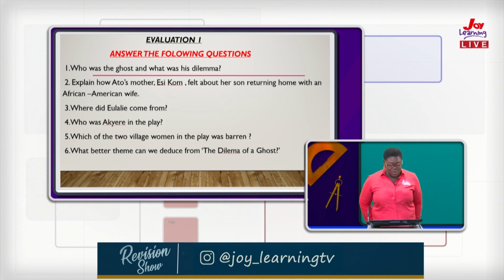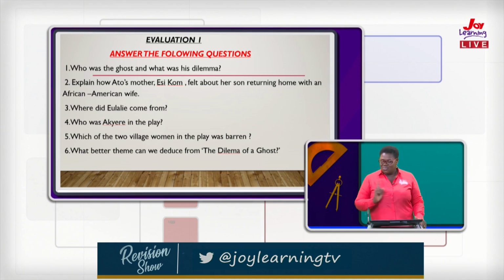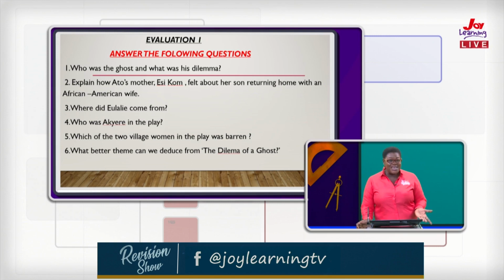Question 3. You really chose the very, very simplest one. Okay. Right. Don't worry. Just give me the answer, okay? So where did Eulalie come from? America. America, of course. Would you want to answer any other one? You are in Form 3, remember? Yes, please. Question 2.